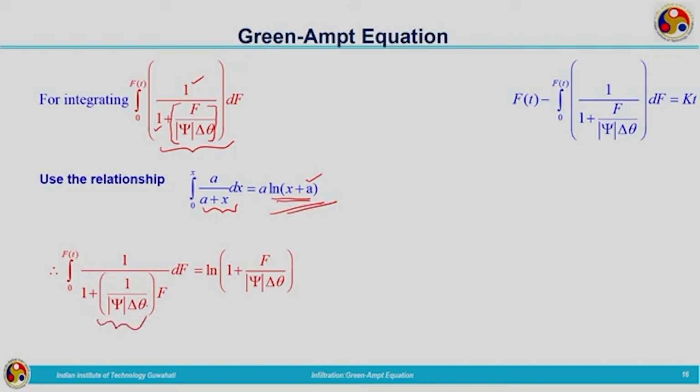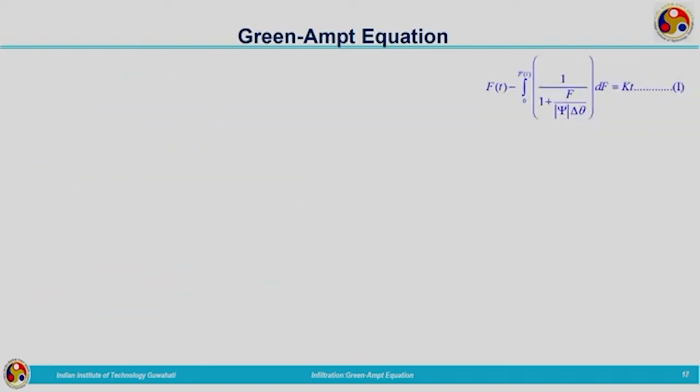So, while integrating, it will come as 1 divided by 1 by psi delta theta. This can be rearranged to get the final expression, that is psi delta theta ln (1 plus f divided by psi delta theta). So, this is the solution for this integral. Now, we can substitute in equation 1: the integral of f(t) from 0 to f(t) of 1 by (1 plus f divided by psi delta theta) df is equal to kt.